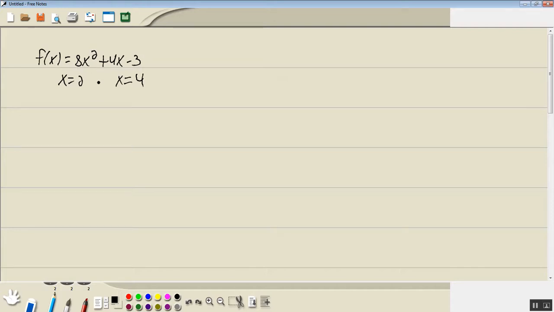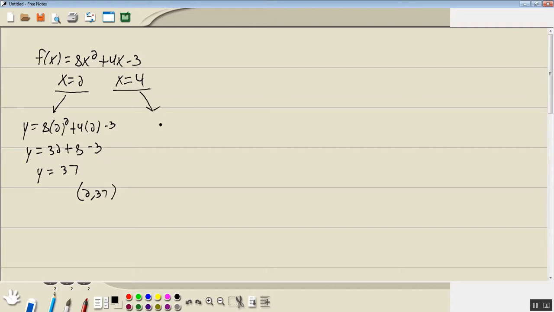So we're going to find the y values. For this, remember f of x is equal to y. I'll plug 2 in for the x. So I got 8 times 2 squared plus 4 times 2 minus 3. 2 squared is 4 times 8 is 32 plus 4 times 2 is 8 minus 3. That's 40 minus 3 is 37. So this point is 2 comma 37.